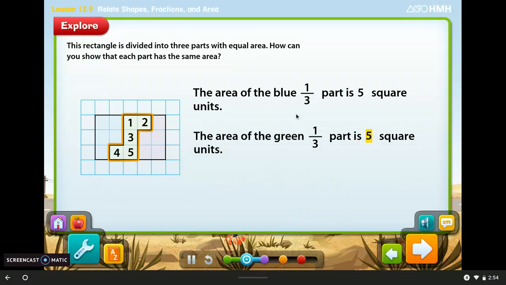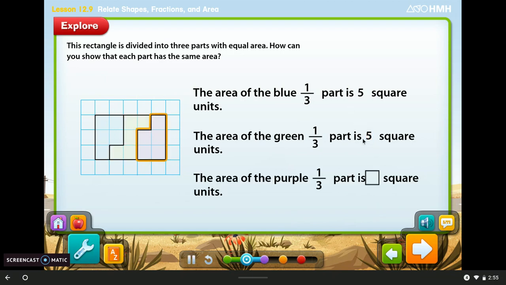Remember, if it's 1/3, it has to be the same size. So that means this one is 5 and this one is 5. There's a different way to make 5, but it's still the same amount of area. So this purple part is also going to be 5. So if I have 5 in this part, 5 in this third, and 5 in this third, how much do I have in the whole thing?